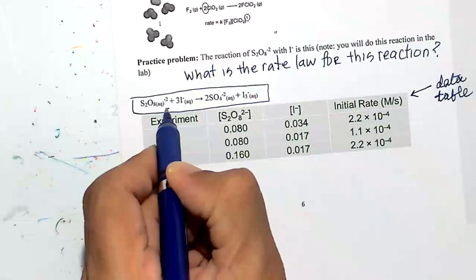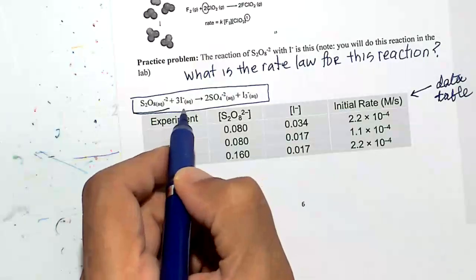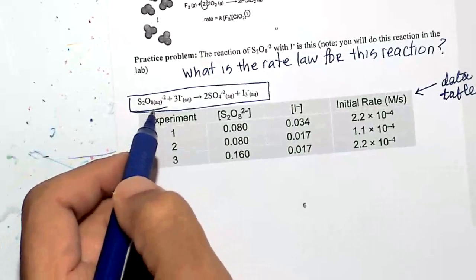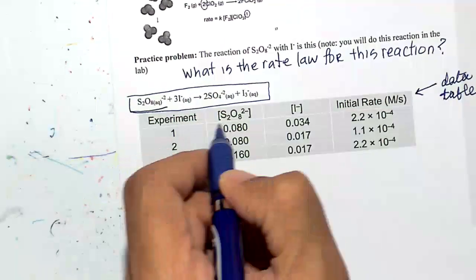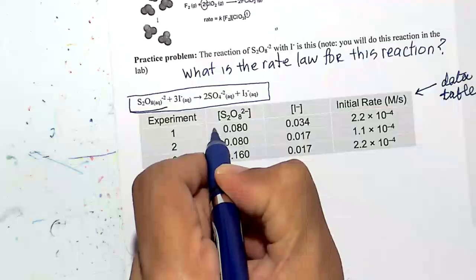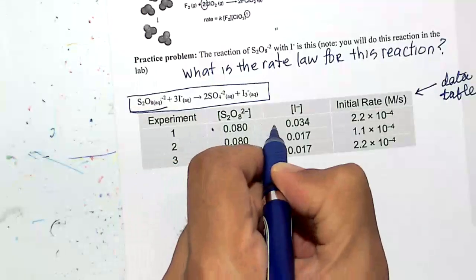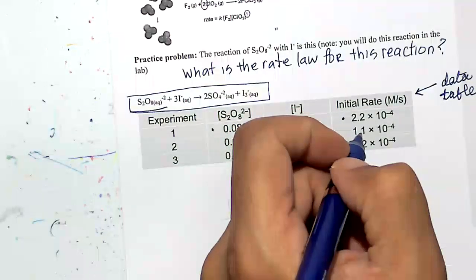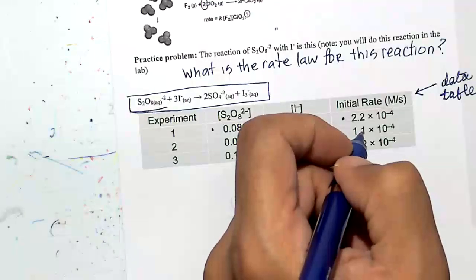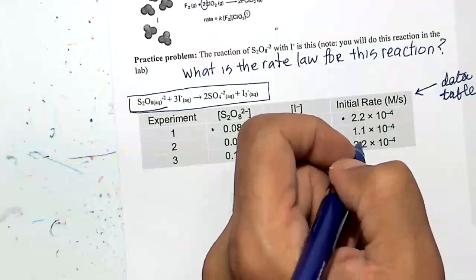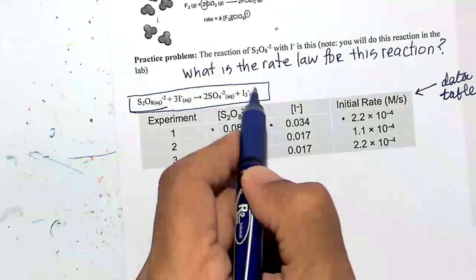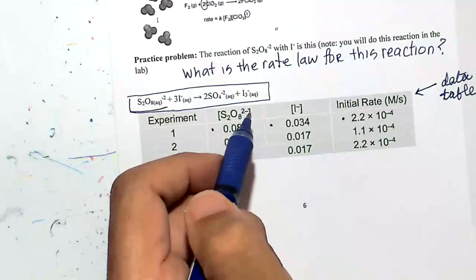Okay, what are the reactants here? S2O8 minus 2, and what is the other reactant? I minus, very good. So here in experiment 1, this is the concentration of S2O8 minus 2. This is the concentration of I minus, and this is how fast the reaction went: 2.2 times 10 to the minus 4 molarity per second. Okay, rate, molar per second. So that's how fast these two reactants are generating these two products.